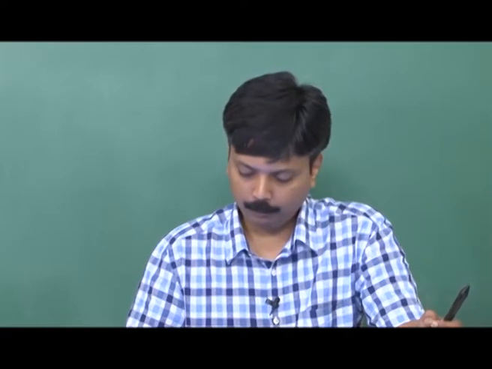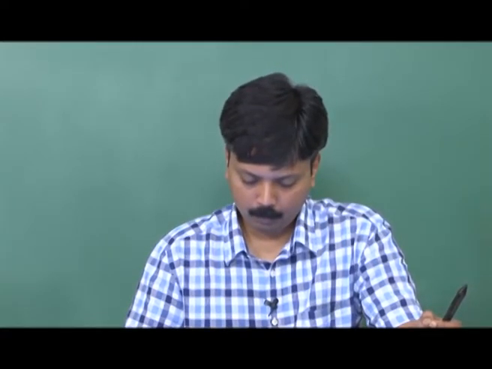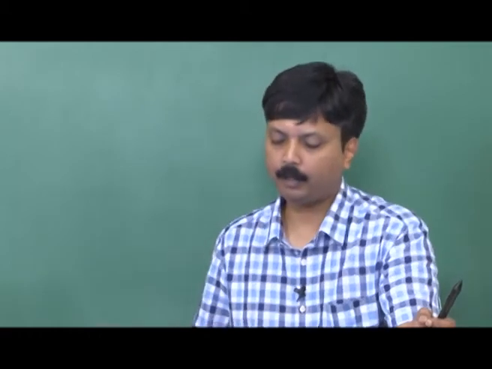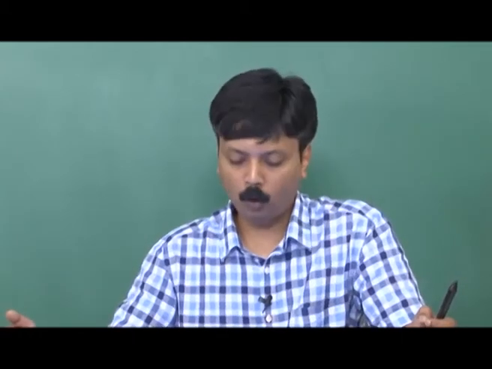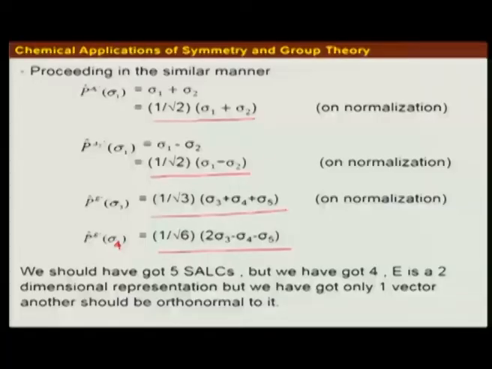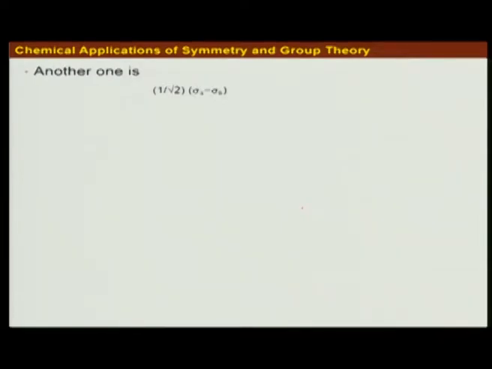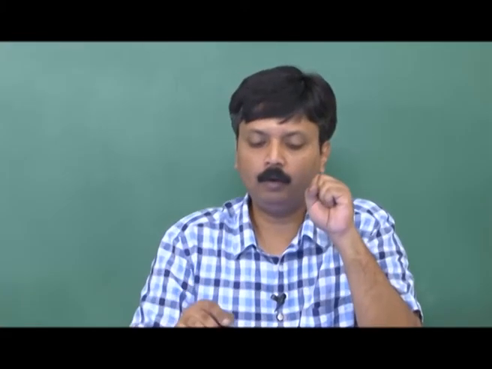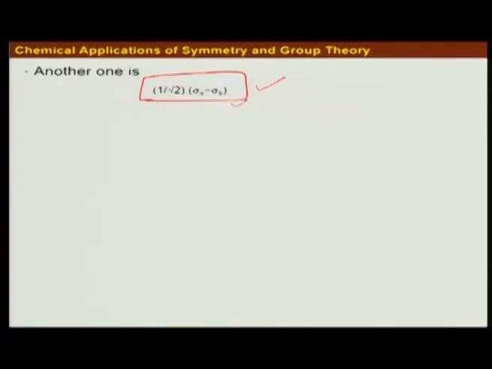So we should get another function which will be orthonormal to the ones that we are getting here or here. Okay, so if we find that out, we should get another SALC like this one. This one I am leaving up to you, how to orthogonalize and then ultimately find out this fifth SALC. So I will request you to try this one out later.